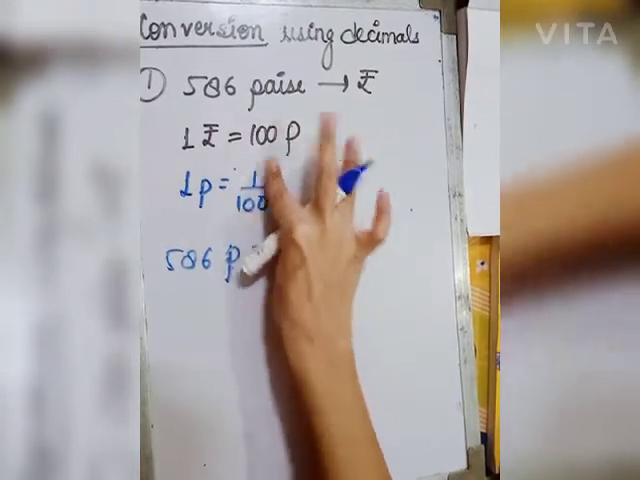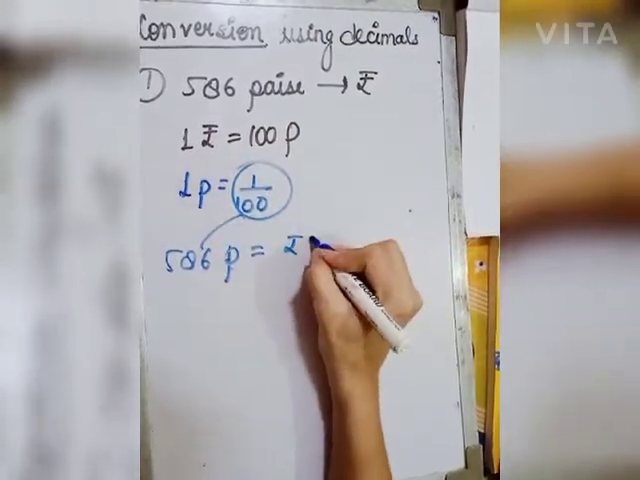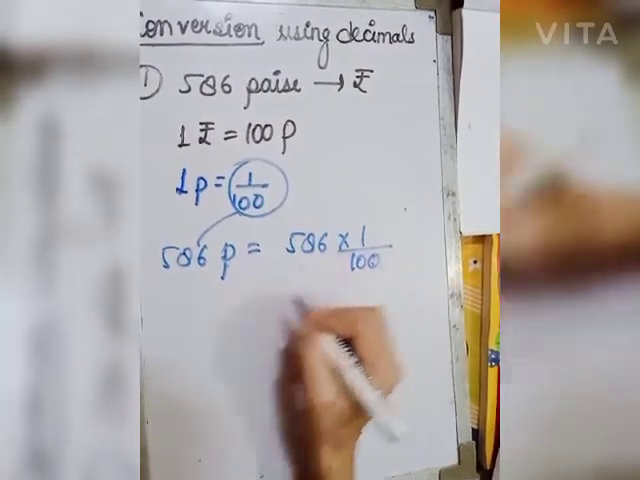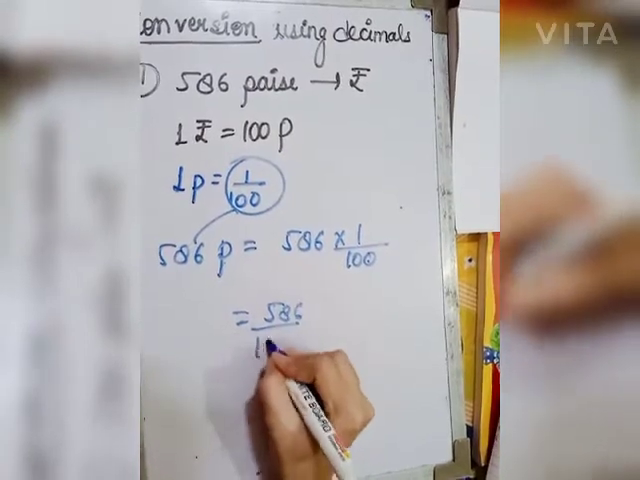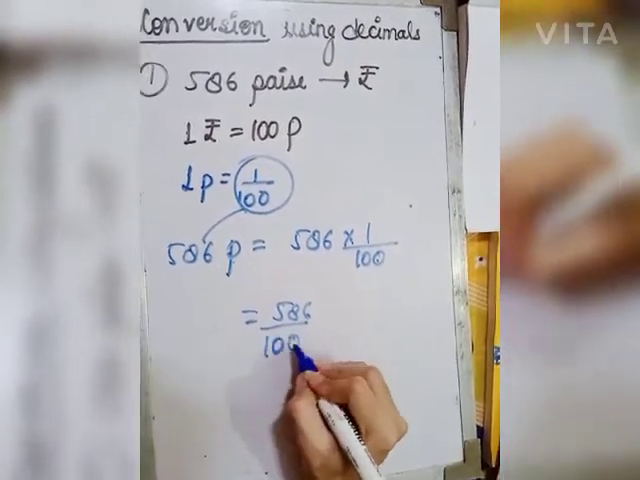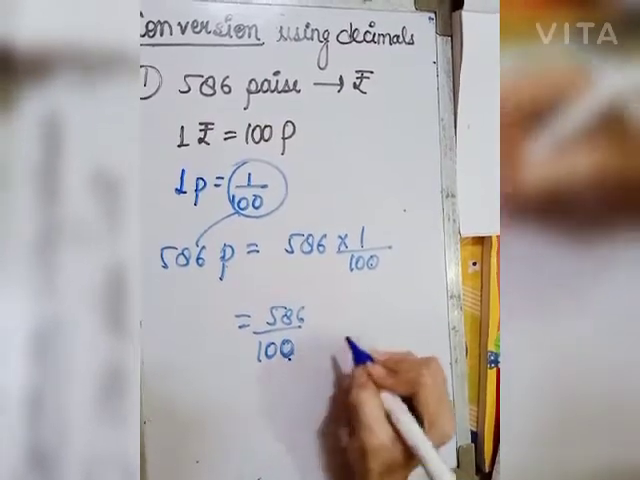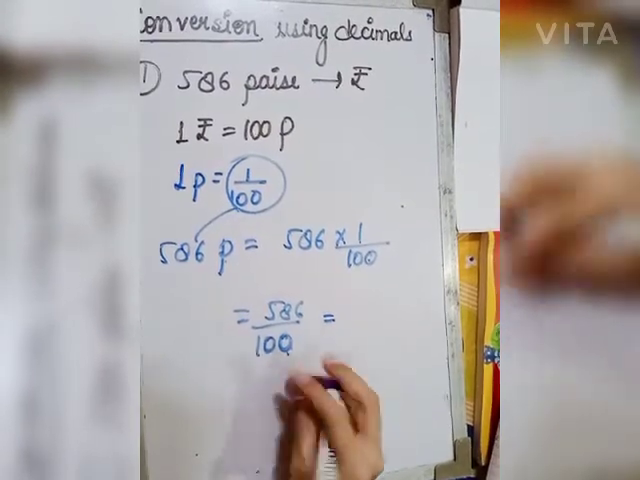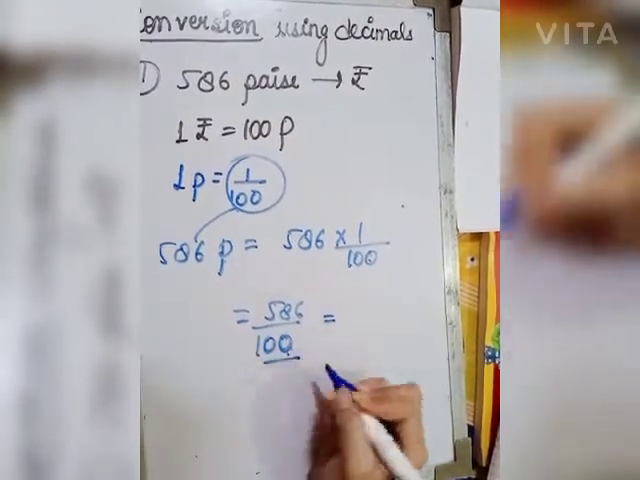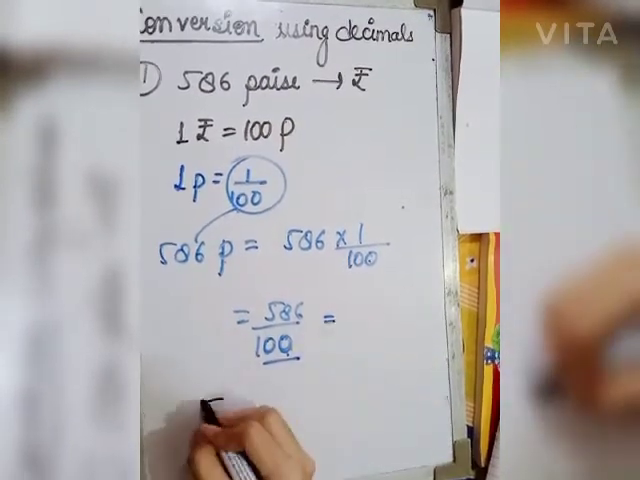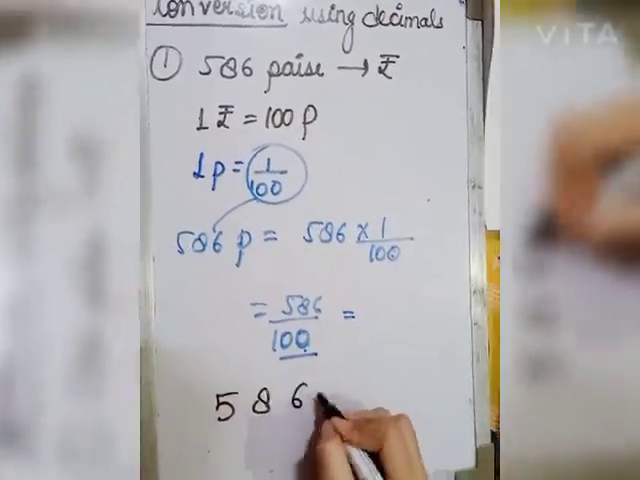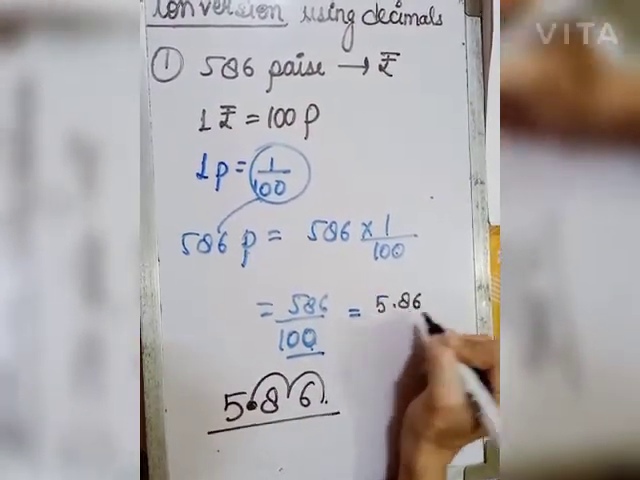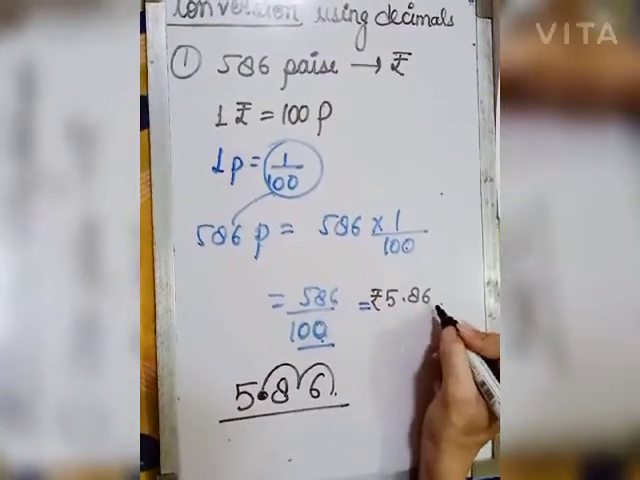Multiply this unit by this, 586 into 1/100 rupees. We will write it like this. Now see, whenever you have 0 in the denominator, put the decimal equal to the number of zeros from the back side. यहाँ पर 2 zeros हैं. So from the back side 2 places को छोड़ के here put a decimal. It will be the 5 rupees 86 paisa.